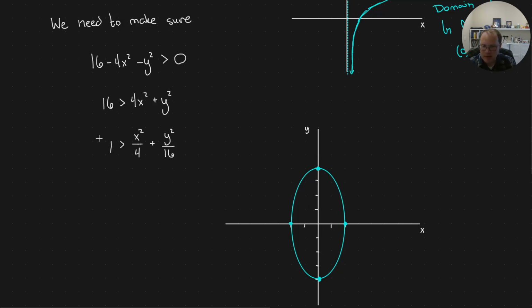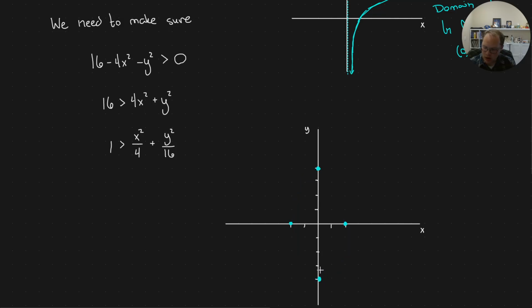How did we get this boundary? This boundary is what happens when I set 1 equal to x squared over 4 plus y squared over 16. Am I okay with 1 being equal to x squared over 4 plus y squared over 16? No, I want 1 to be greater than x squared over 4 plus y squared over 16. So because I don't have that equality, I don't have an or equal to, I'm not going to do a solid line as I've drawn here.